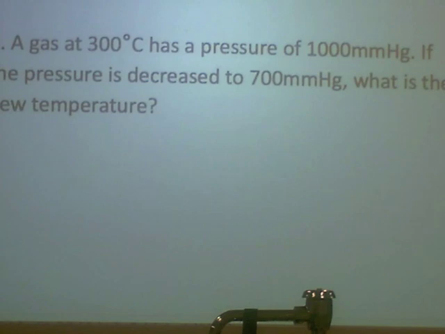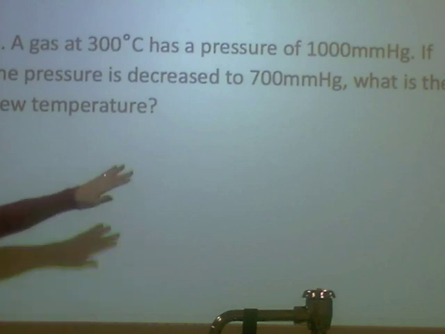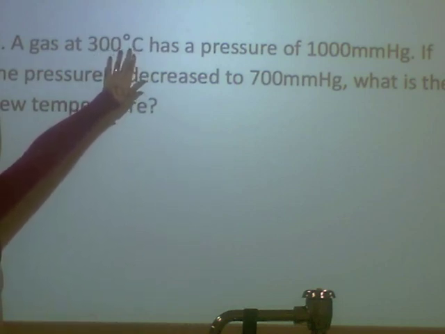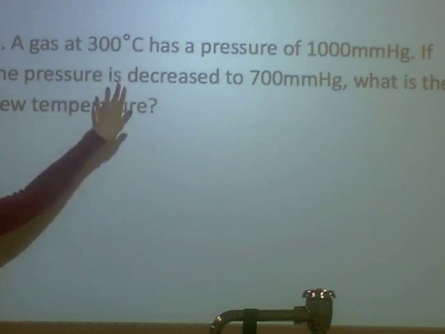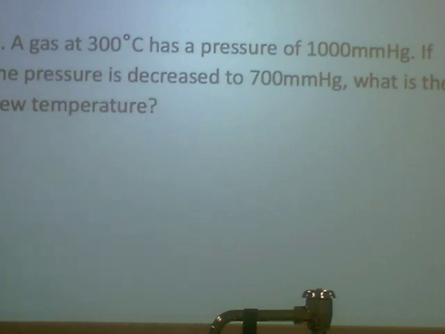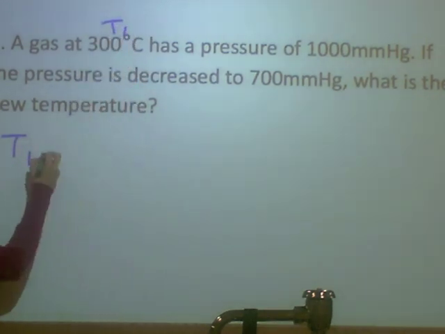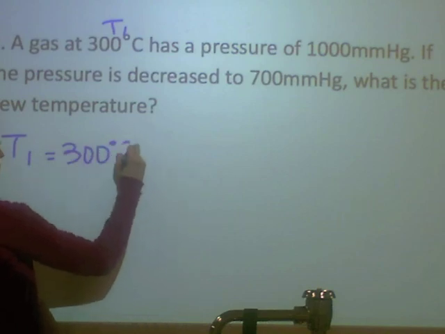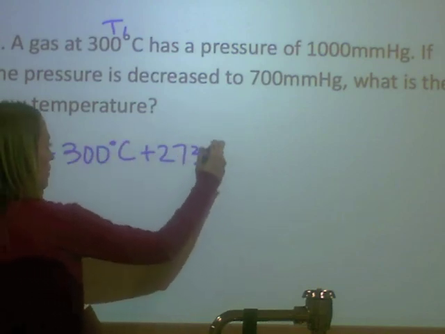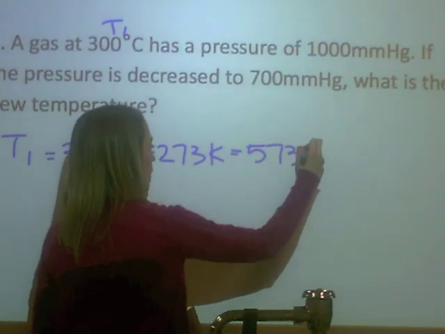Number 2 says that a gas at 300 degrees Celsius has a pressure of 1,000 millimeters of mercury. If the pressure is decreased to 700 millimeters of mercury, what is the new temperature? Right off the bat, degrees Celsius is not cool. We have to convert that to Kelvin. Remember, no matter what kind of problem you're in, you have to put your temperature units in Kelvin. So if I take my T1, 300 degrees Celsius plus 273 Kelvin, gives me 573 Kelvin.